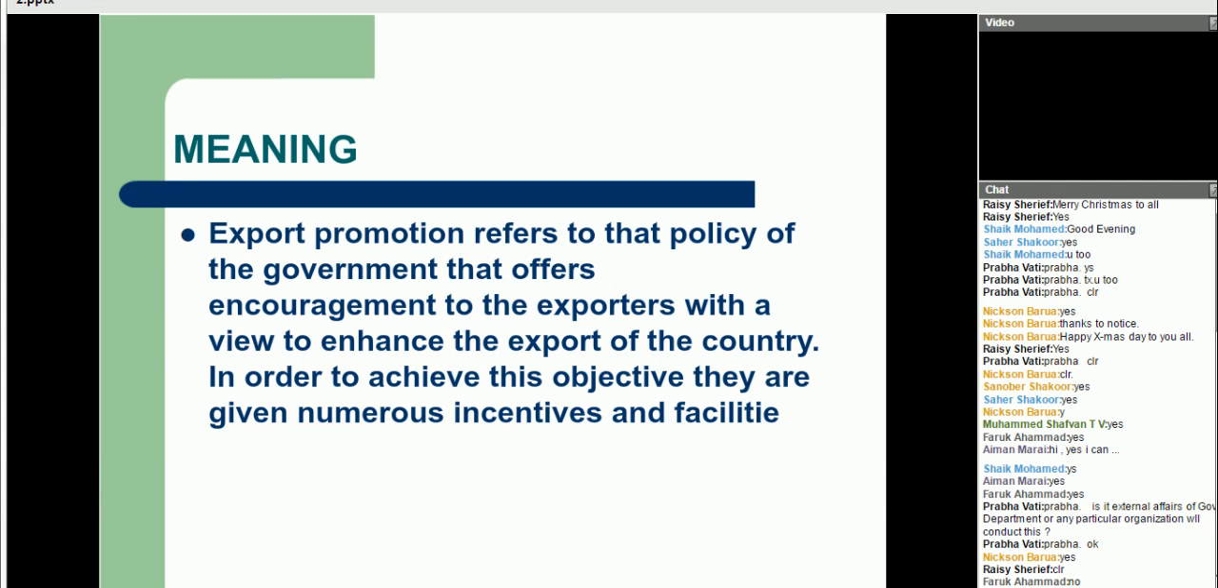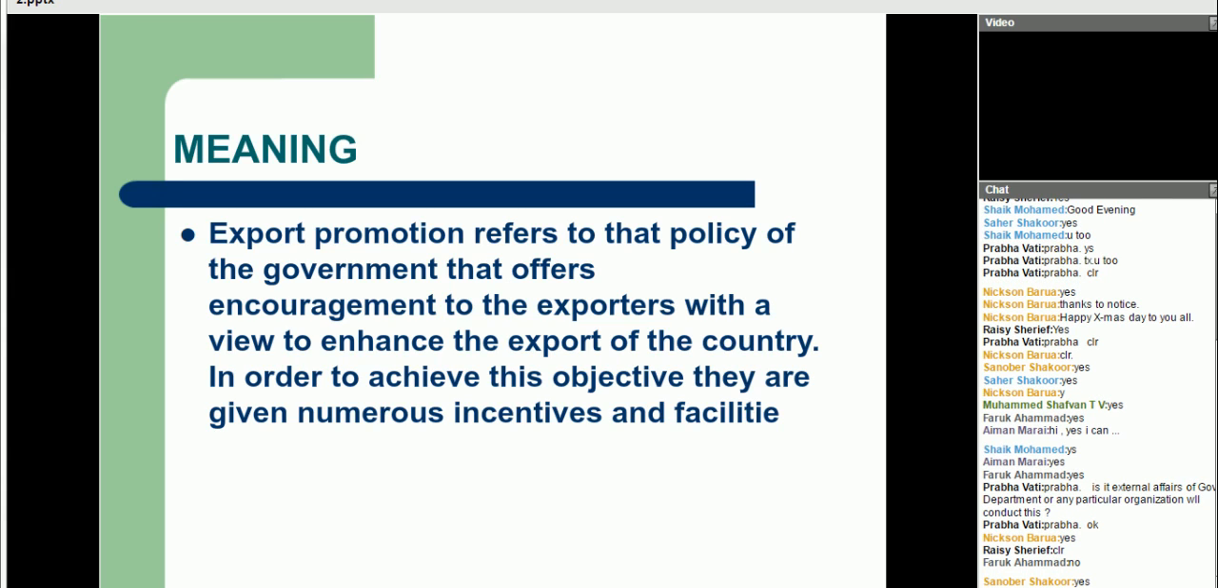Okay, let's come back to the PPT. Can all of you see the PPT? Now it will be easier for you to understand the terms in the PPT since the background is clear. So this is the meaning. Export promotion refers to that policy of the government that offers encouragement to the exporters with a view to enhance the export of the country. In order to achieve this objective, they are given numerous incentives and facilities. So this was the definition which I was mentioning.